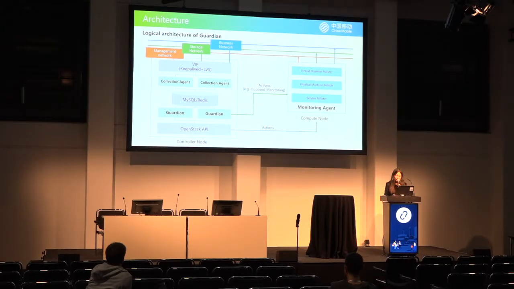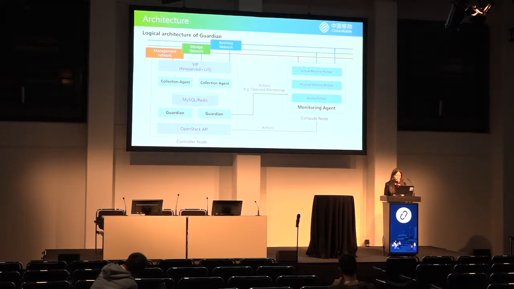The collection agent in the controller node is used to collect the samples that come from the monitoring agent. The collection agent writes samples to the database, such as MySQL, and can also write the data to Redis. At the same time, Guardian will always check the database for abnormal samples about resources. If Guardian finds failures about resources, Guardian will do some actions to recover the resources from the abnormal state.